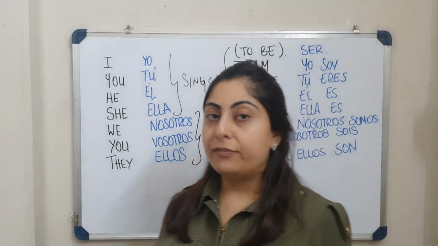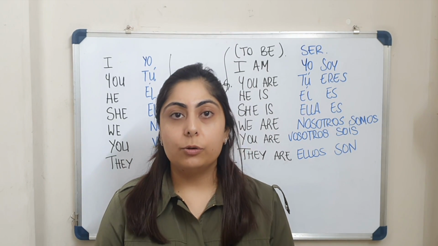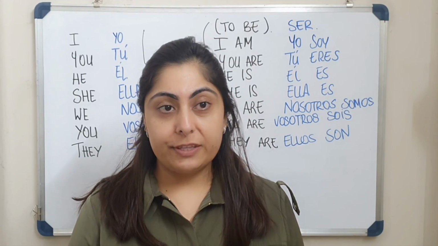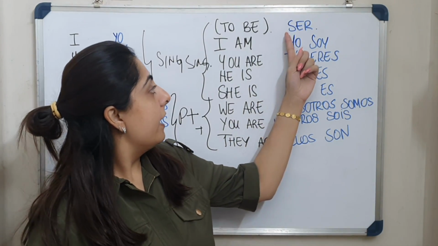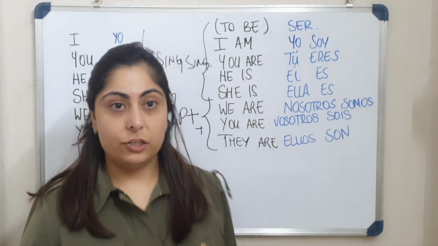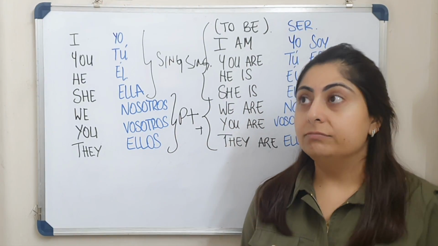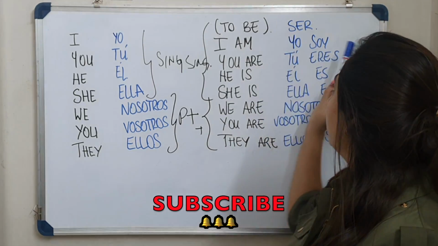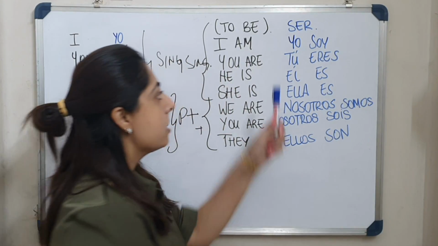So of course, for any sentence to be complete, we would need an action. So let's see how we make a sentence. I'm going to use the verb to be in English, which is ser in Spanish. So for example, if I wanted to say, I am Shalini, I would say, yo soy. So, yo soy Shalini.